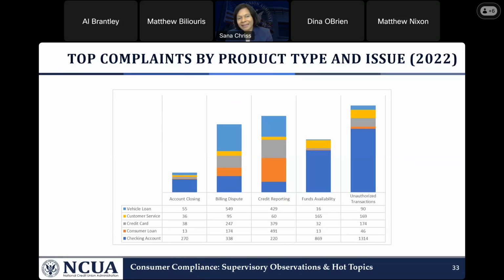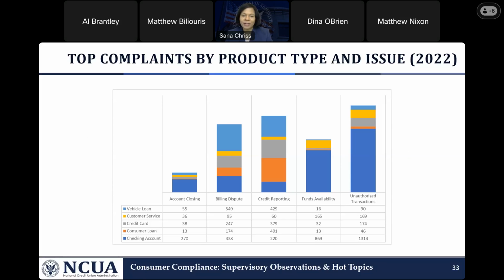And here I'm highlighting for you our top complaints by product type and issue for the year 2022. You'll see that our top products identified in consumer complaints include vehicle loans, customer service issues, credit card issues, consumer loan complaints, and checking account complaints.